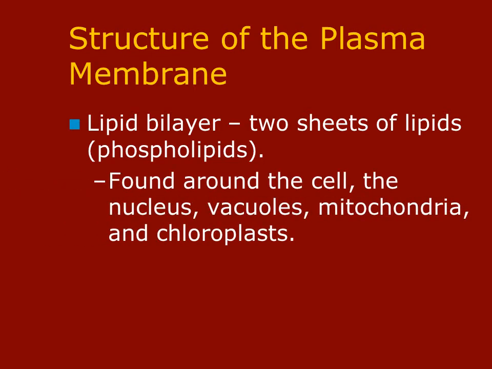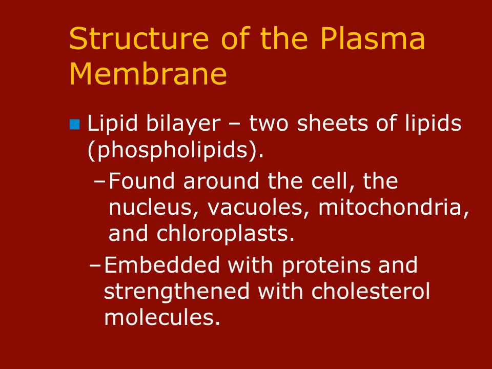They are found around each cell, and it doesn't matter what kingdom we're talking about here. That can be an animal, a plant, fungi, protists, and bacteria and archaebacteria that all have plasma membranes. We also can find membranes around the nucleus, vacuoles, mitochondria, and chloroplasts.